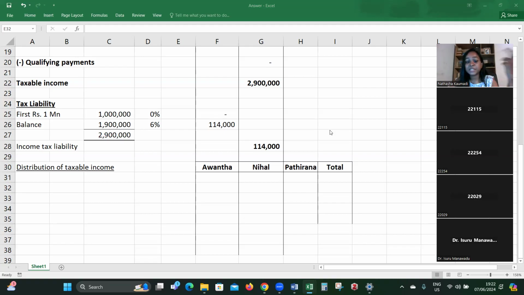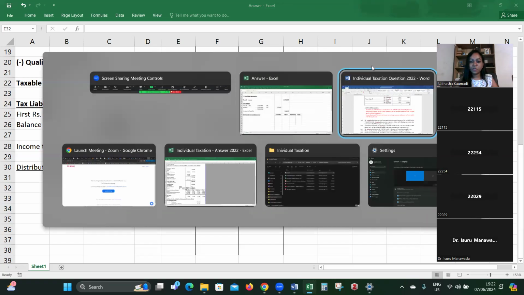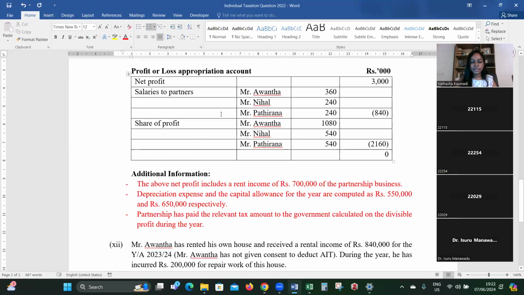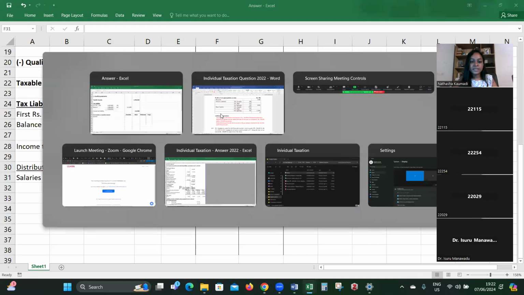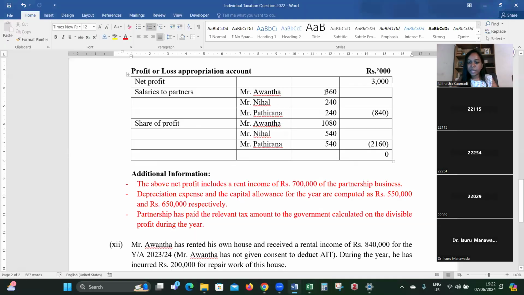Yes. Benefits. One benefit is the salary. Partners are getting salaries from the partnership. It's given in the question, right? One is salary, and the other one is profit share. There can be other benefits as well in a question, but here salaries and profit share. So we will write the salaries first. Salaries.